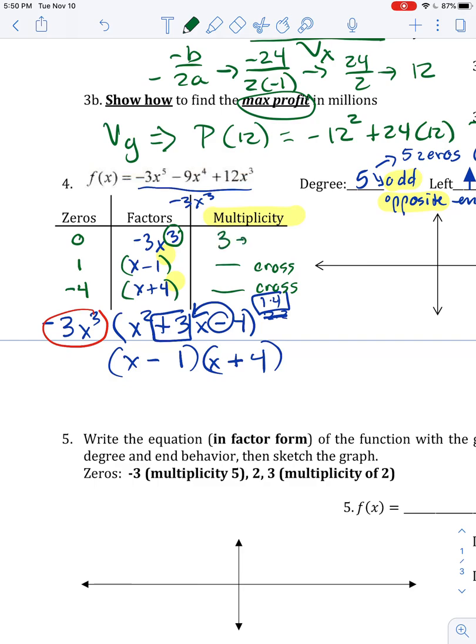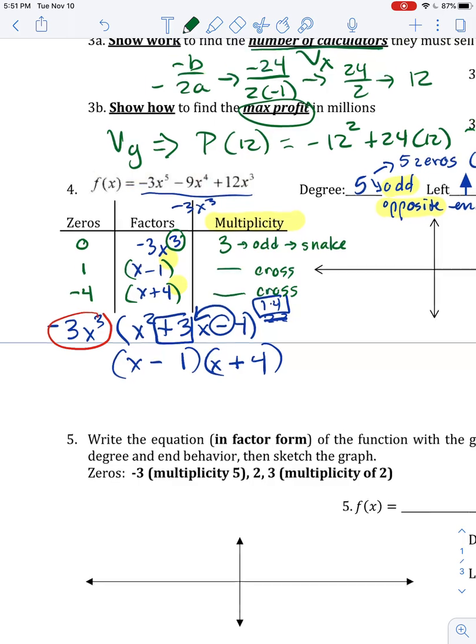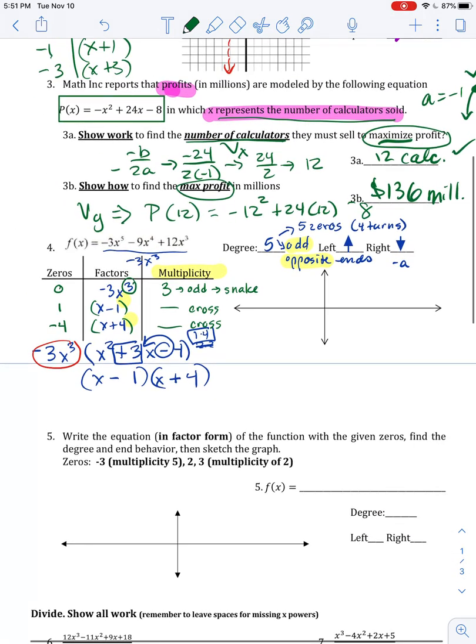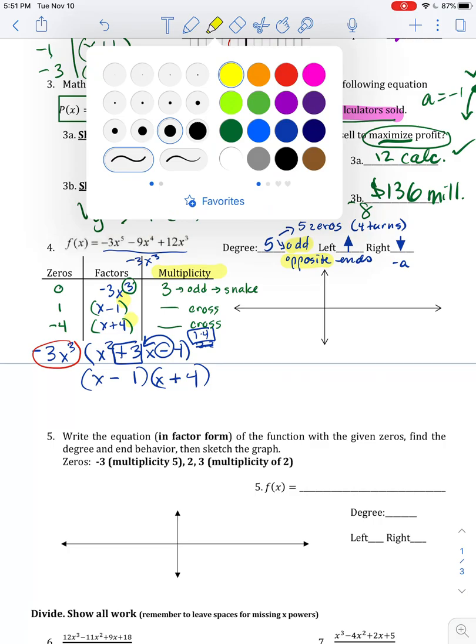But this one has a power, or multiplicity, of 3, which I'm going to look up on my green information, it's probably on the back, is odd. And when you have an odd multiplicity greater than 1, that's when it's going to snake across the graph at that spot. So all this information that I know is going to be super helpful, because now I can graph this thing really accurately.